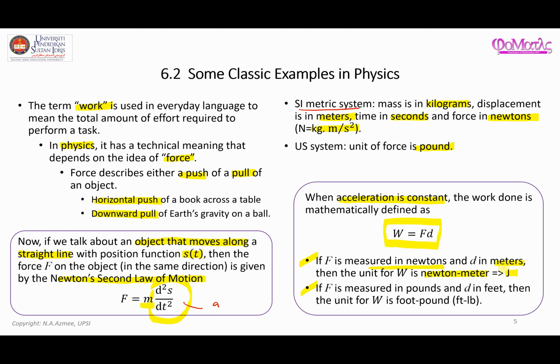If you consider the US system, then F will be measured in pounds and the distance will be measured in feet. Then the unit for the work done here is foot-pound, which can be represented using this. FT is foot, and this one is representing the unit pound.